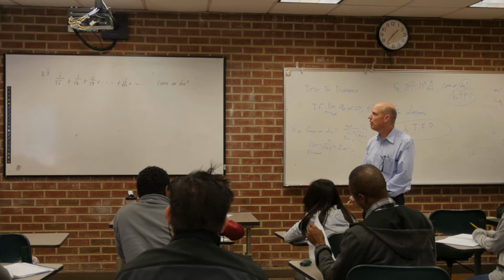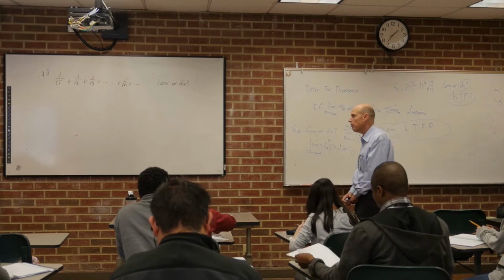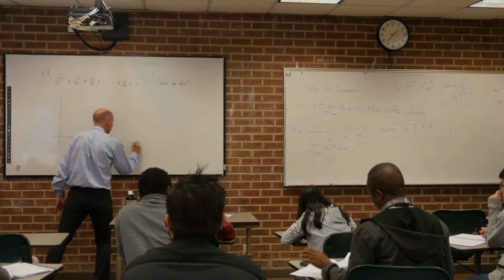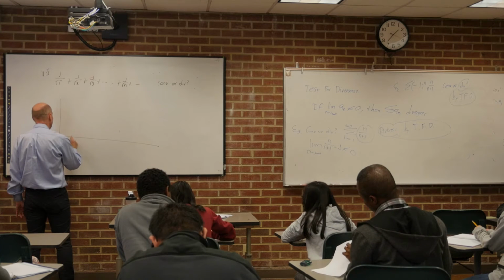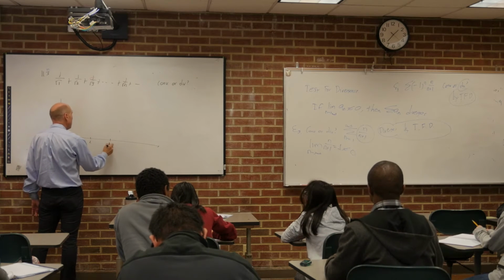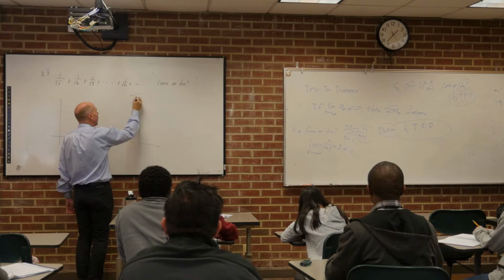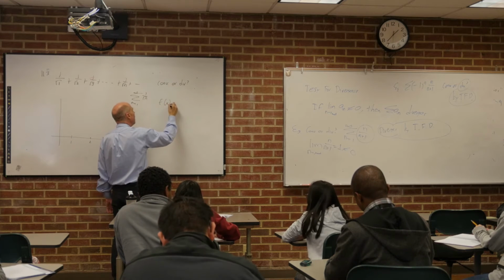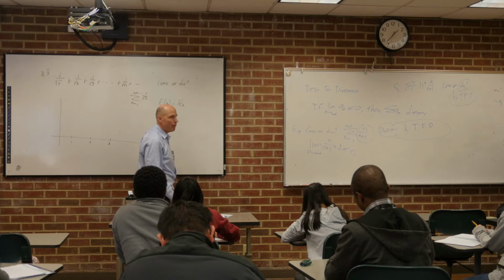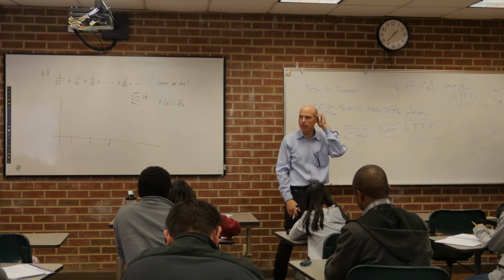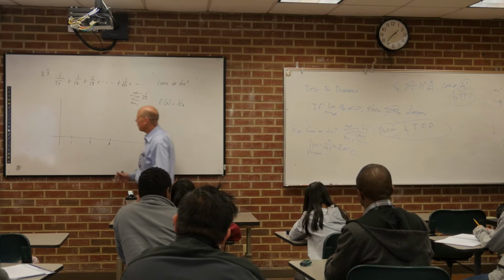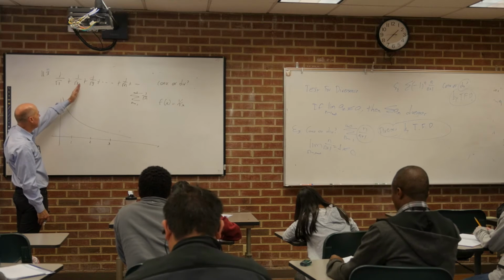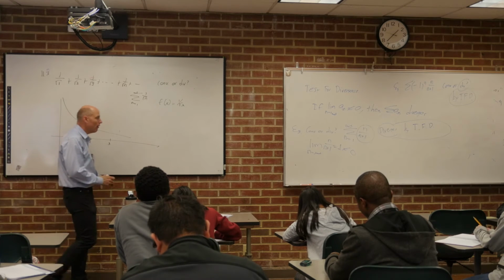Here is another series. I want to see whether it converges or diverges. What do we do now? It's an incredibly powerful technique, especially leaving this in sigma form: 1 over square root of n. I'm going to look at the graph of f of x equals 1 over square root of x, which looks like this.